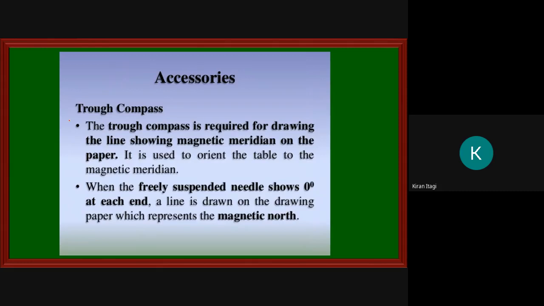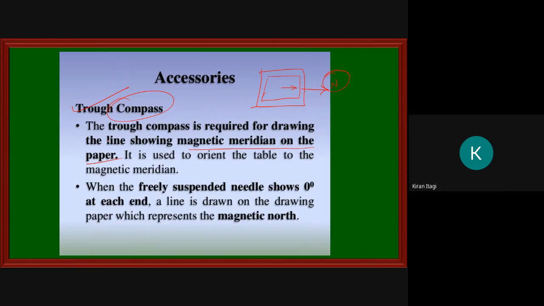Next one, we know the compass. It's nothing but a compass. The compass is required for drawing the line through the magnetic meridian on the paper. So when you place the plane table and keep the drawing paper on it, before starting any drawing, you should take the reading or marking of the northern point. So you should keep the compass over the plane, and where it is located in the north, you should draw the line and mark it as north.